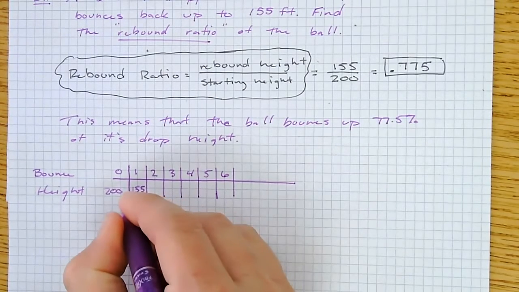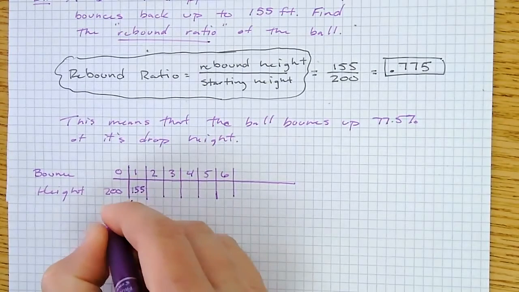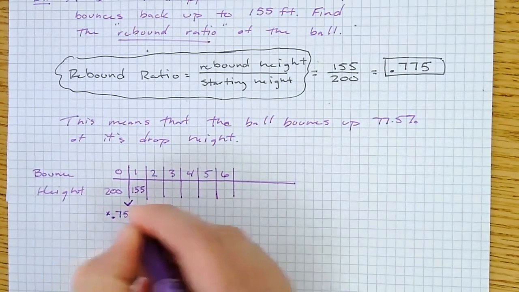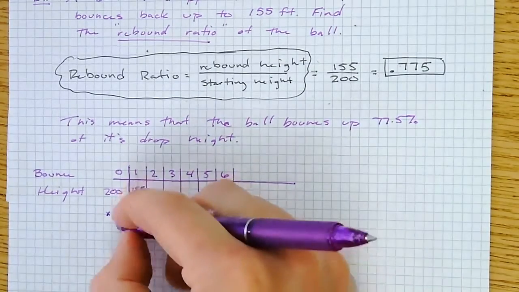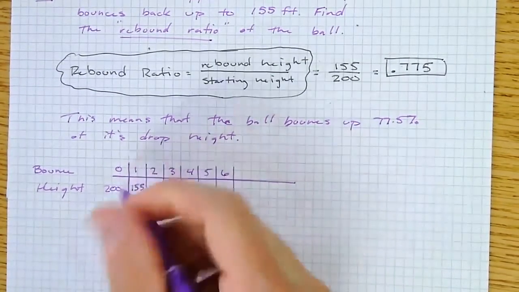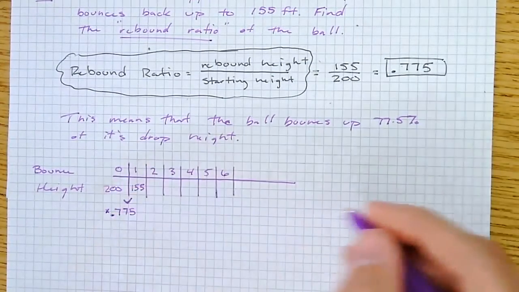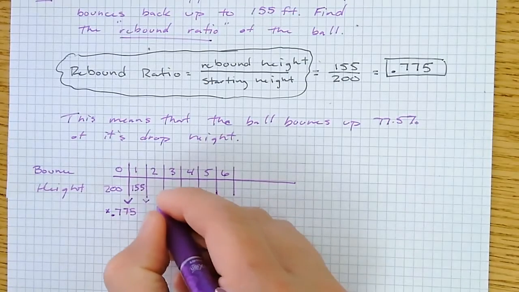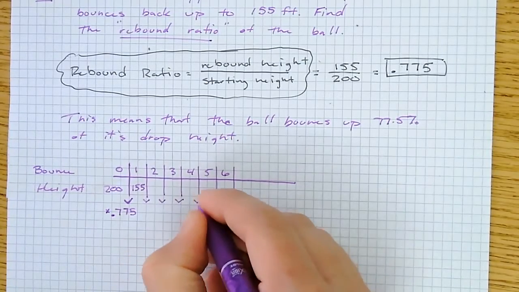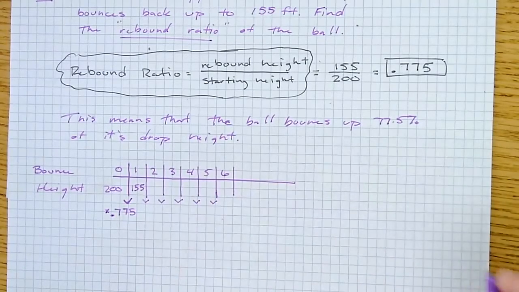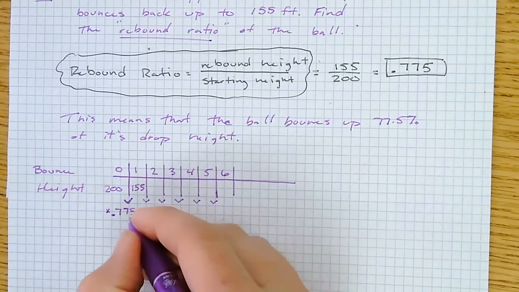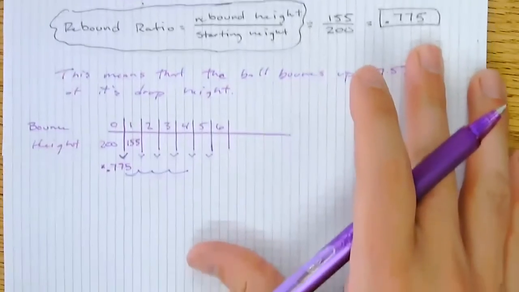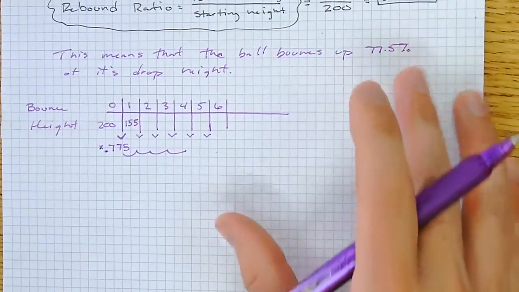So what we've learned by finding the rebound ratio is that we are essentially multiplying by 0.775 to get that next term. Instead of adding between each term like we've done in the past, we're going to keep multiplying by 0.775 to get each term.